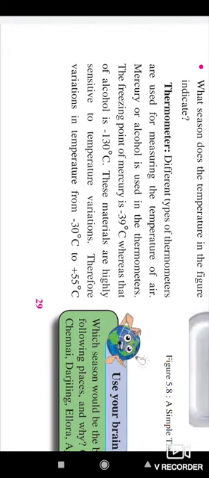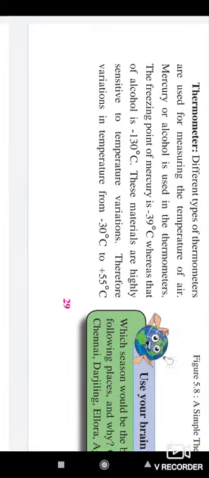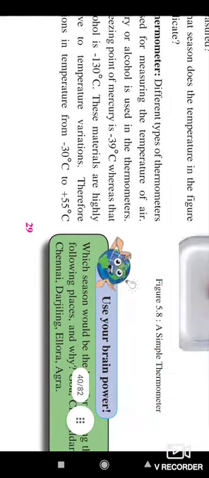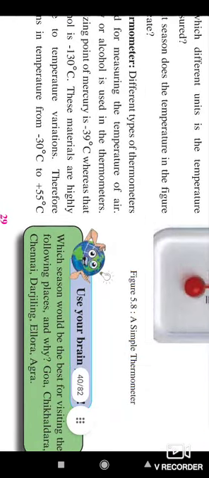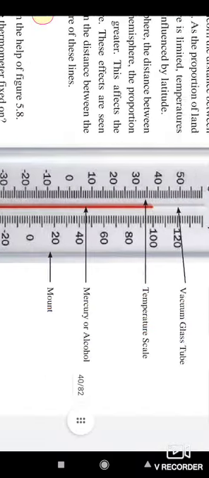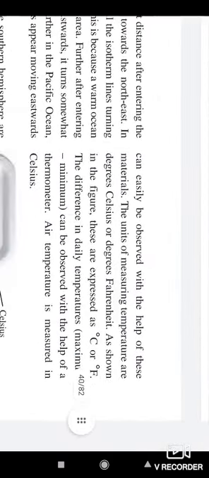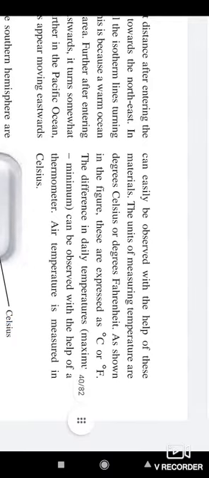The freezing point of mercury is minus 39 degrees Celsius, whereas that of alcohol is minus 130 degrees Celsius. These materials are highly sensitive to temperature variations. Therefore, variations in temperature from minus 30 degrees Celsius to plus 55 degrees Celsius can easily be observed with the help of this material.